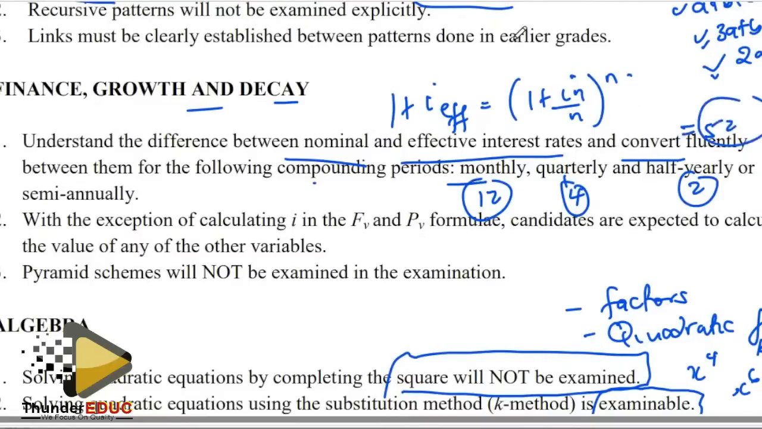52 weeks. Then with the exception of calculating I, they're not going to ask you for I under annuities. But all the other variables, the X, the N, all of them, can be examined. F represents the future value, and P represents the present value. To calculate the value of any other variables, pyramid schemes, they're not going to look at them.